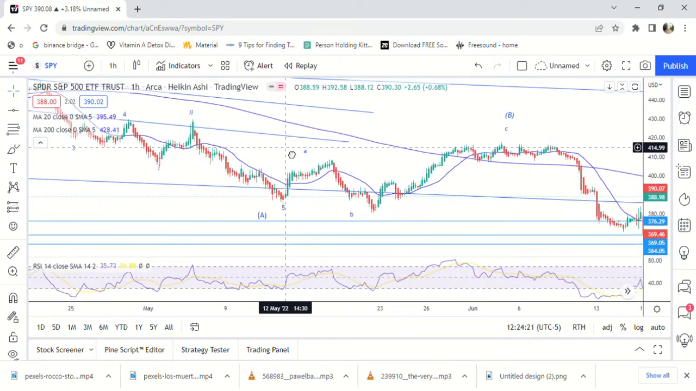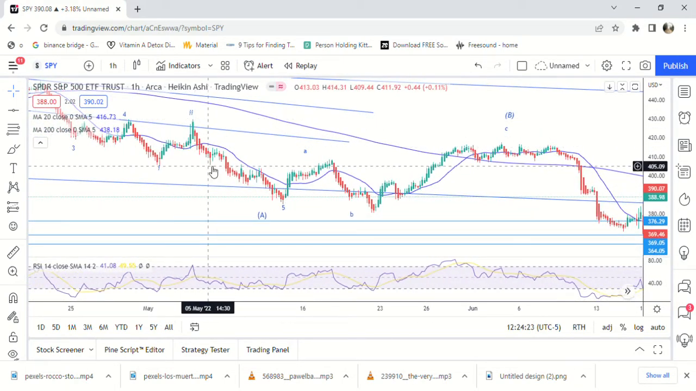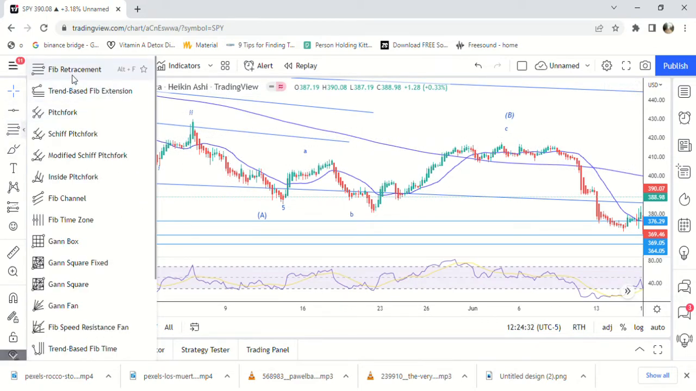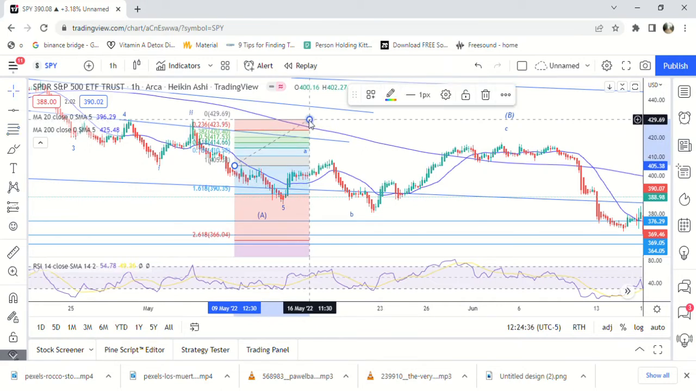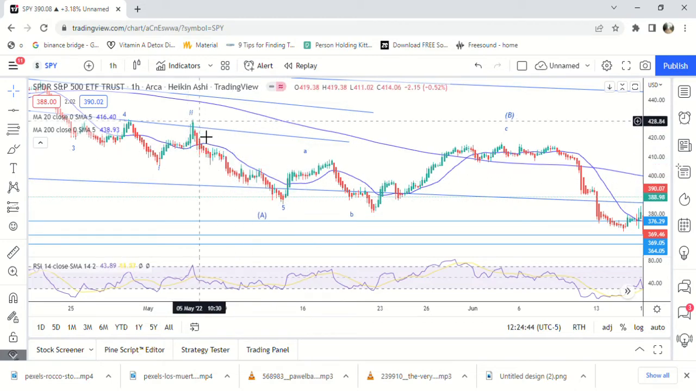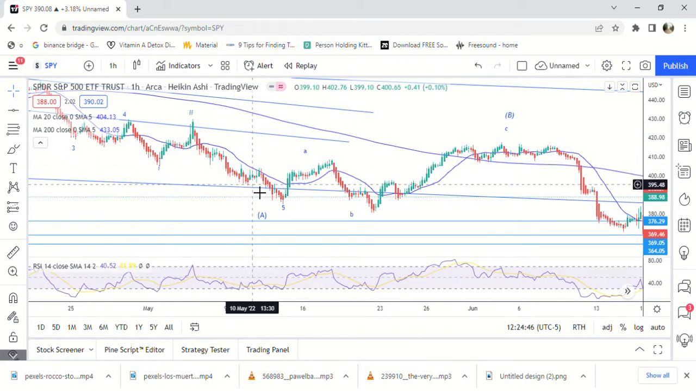And we have 1, 2, 3, 4, 5. And let's just do the fib retracement tool. And where is it at? So 1, 2, 3, 4, 5. It's close to 1.61, not quite, but I mean it's still valid.